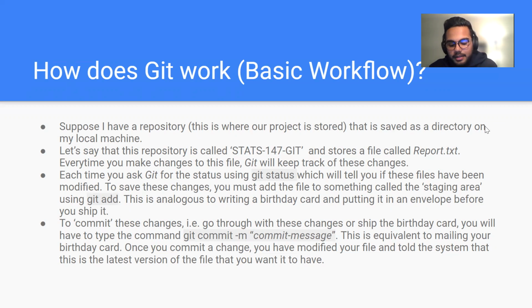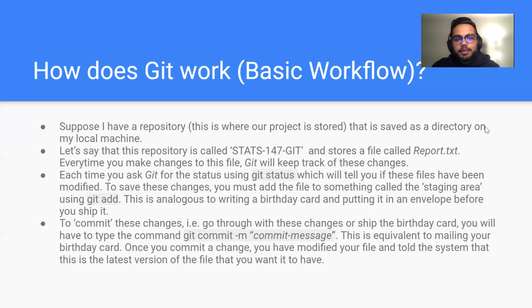Now, once you've saved your changes, which is equivalent to adding it to the staging area, you can commit these changes. Just go through with these changes, or ship the birthday card. And in order to do that, you're going to have to use the command git commit. Every time you make a commit, you will have to write a commit message, which is a short piece of text that you write describing the change that you've made or how you've modified your file. And essentially, once you're committing a change, you've updated the version of your file that's on your machine.